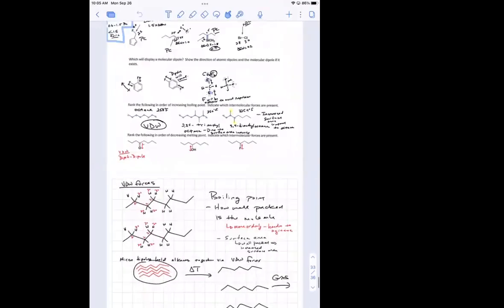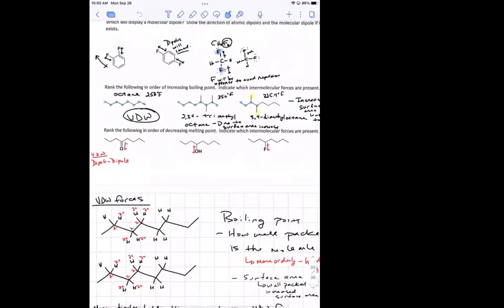I don't know if we finished it though. It says rank the following in order of decreasing melting point, so from the highest to the lowest. And again, the way we do that is the physical property itself. The stronger the intermolecular force, the more influence it's going to have over the physical property. So you would expect that something held together by hydrogen bonding would have a higher melting point than something held together by simple van der Waals interaction.